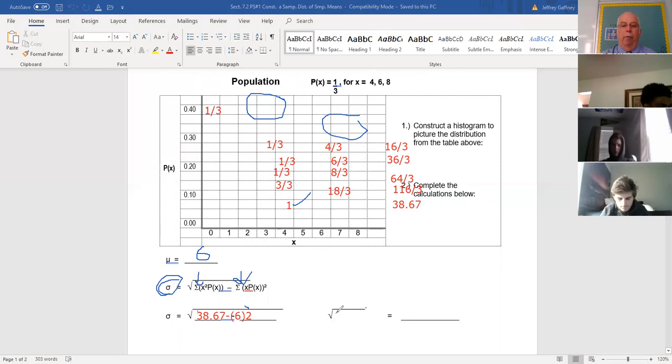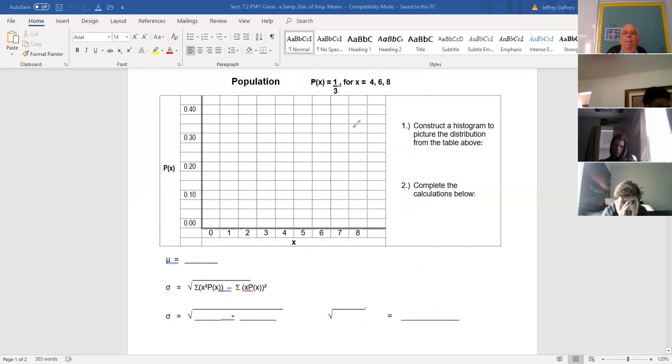Just like we go back and forth. Right. We take the square root of 2.67 and we should get 1.63. So that is a distribution or frequency distribution just of the population. All right. That's all side 1. Make sense so far? Okay.